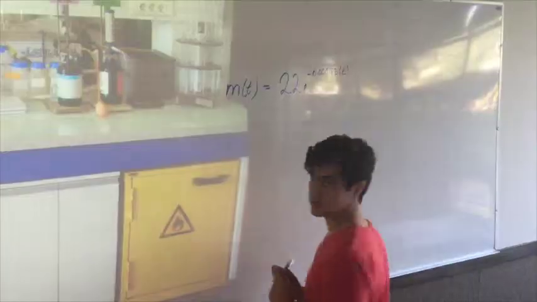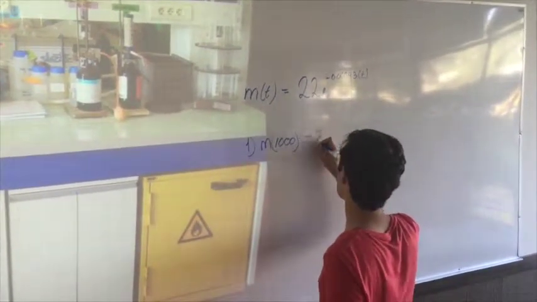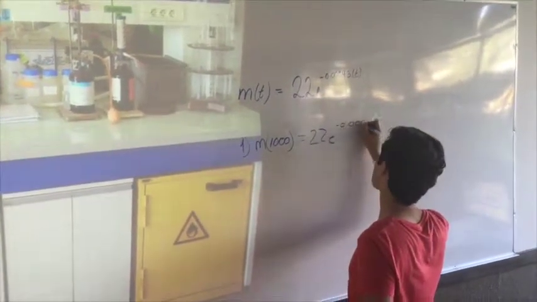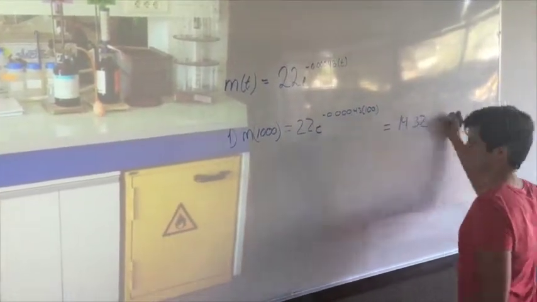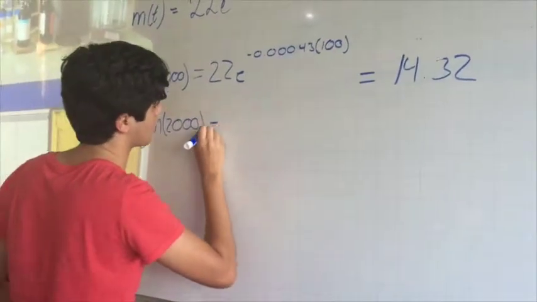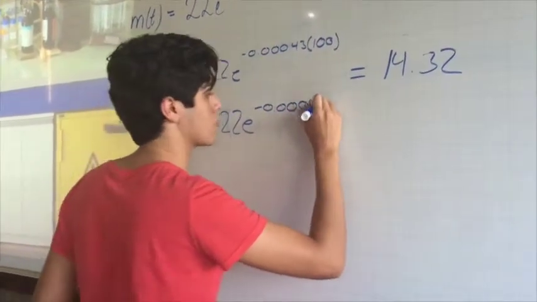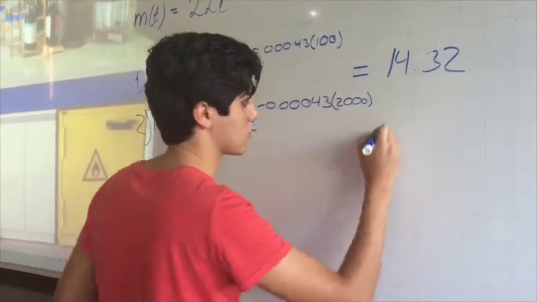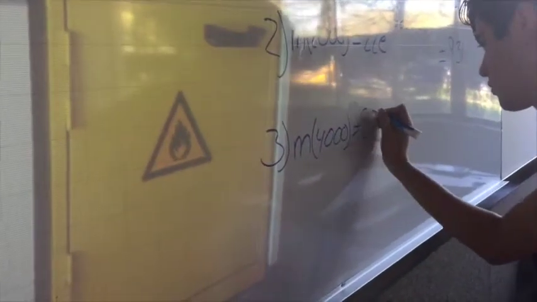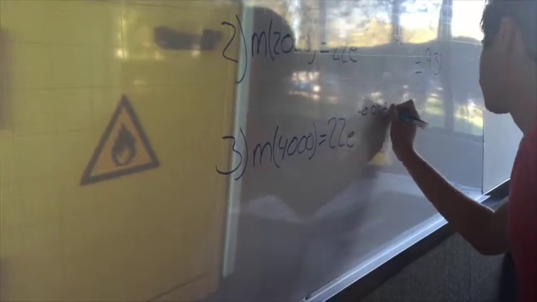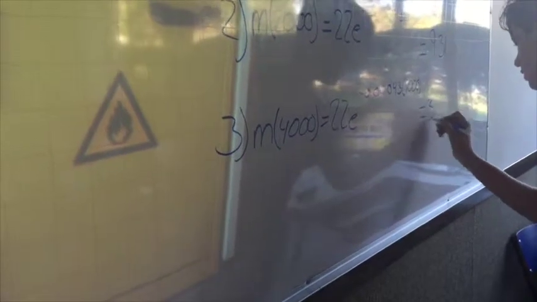Now that we have the formula, we need to substitute t with the values. The first value is 1,000 years. So the result will give us 14.32. Now the second value is 2,000 years. And the result will give us 9.31. Now the third is 4,000 years, and the result will be 3.94.